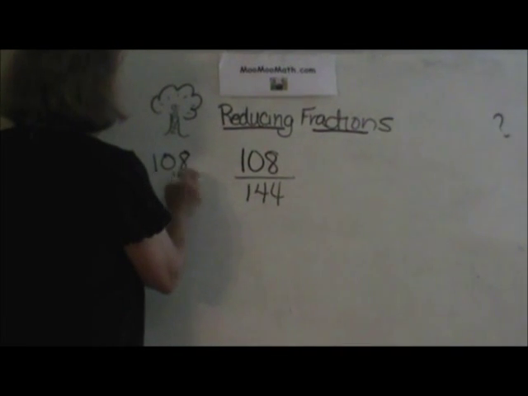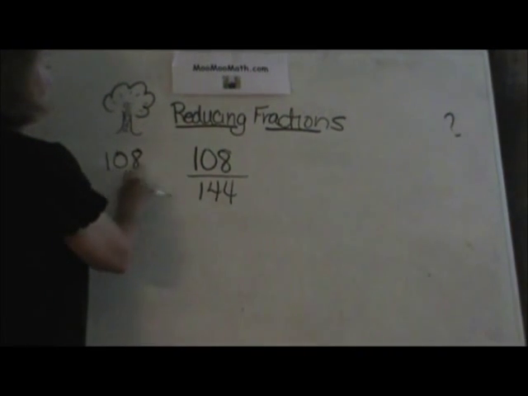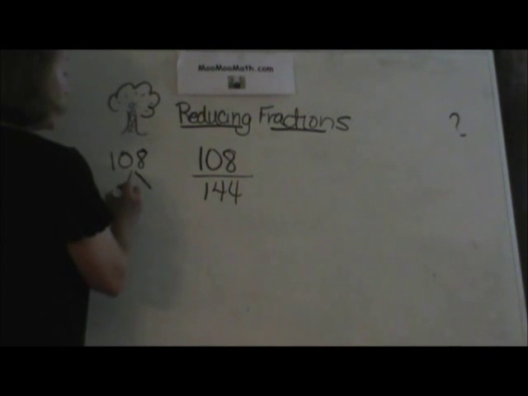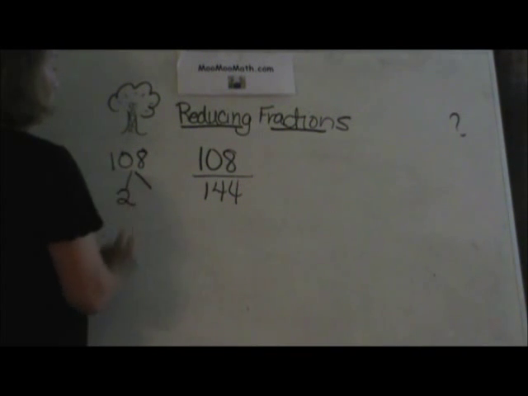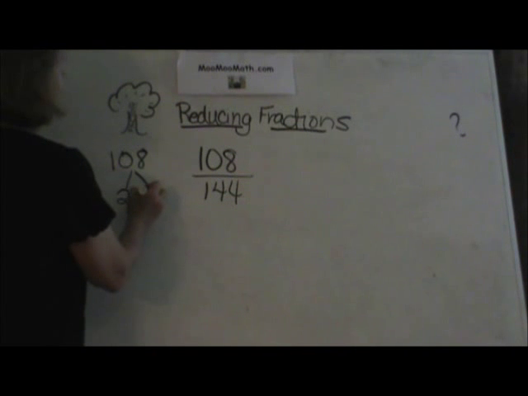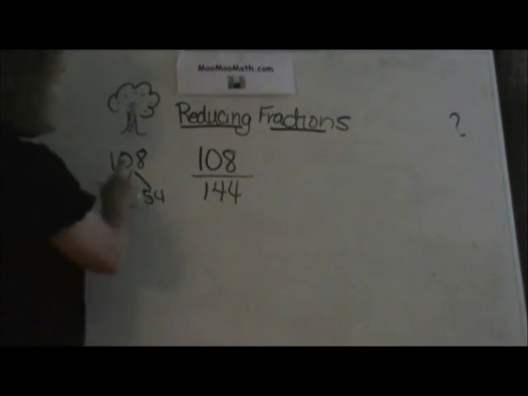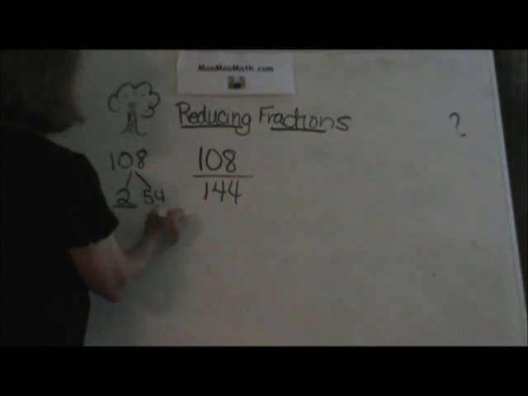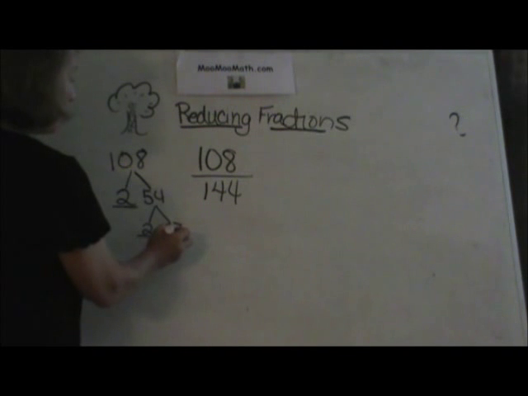So I'm going to start with 108. I know that 108 is an even number, so I can divide it by 2. So 108 divided by 2 is 54. Now 2 is prime, so I'm finished with that part of my tree, but I can factor 54. 54 is 2 times 27. My 2 is prime, so I can stop that part of my tree.